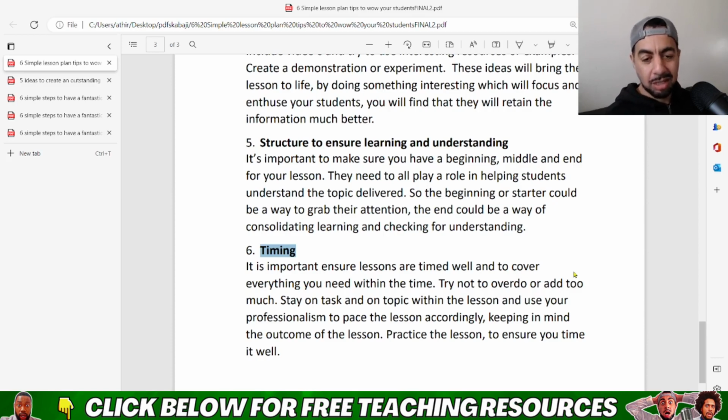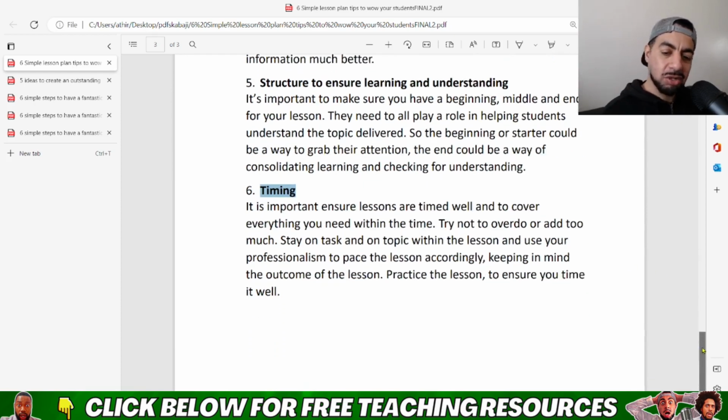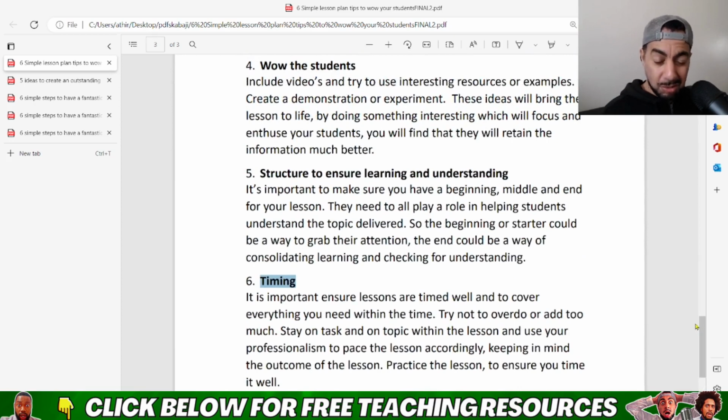Create a lesson where you've got enough time to cover a topic, but if you need to go into detail, you might need to do something in another lesson. So don't overdo a lesson sometimes. Sometimes we try to overdo things. Try to keep it simple.